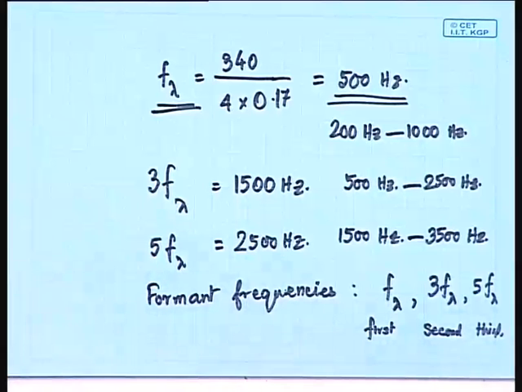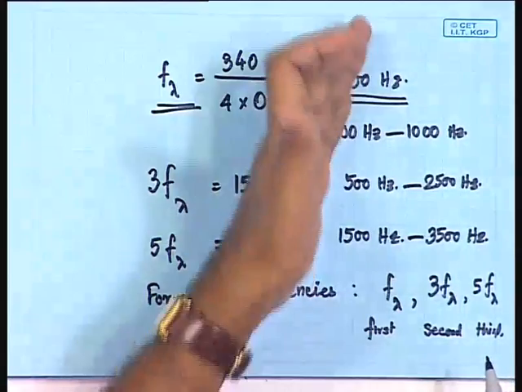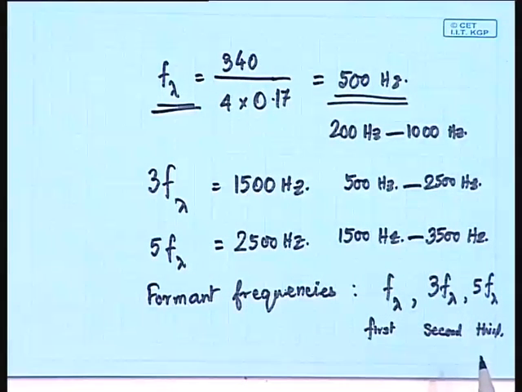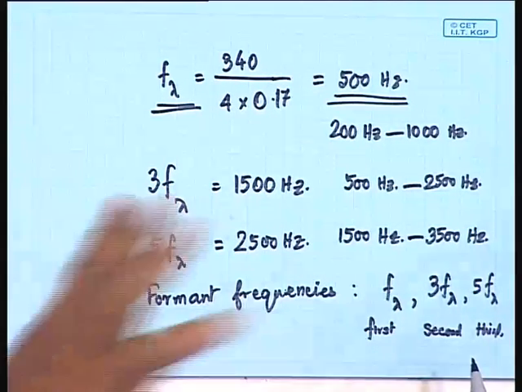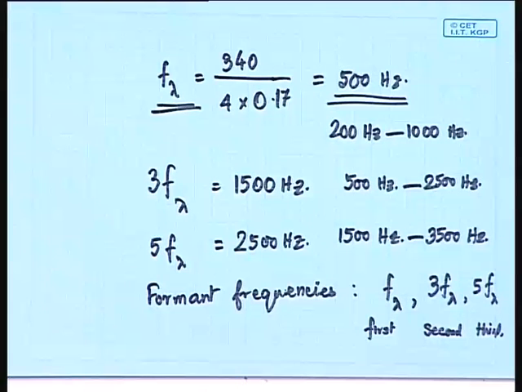Actually, more than 3 formant frequencies we generally do not consider, because you can see that if you consider the 4th formant frequency, according to this calculation itself, it goes through 3500 hertz. And considering its wide range of variation, it will be well above 4 kilohertz, 5 kilohertz. So, generally the 4th formant frequency is never audible.